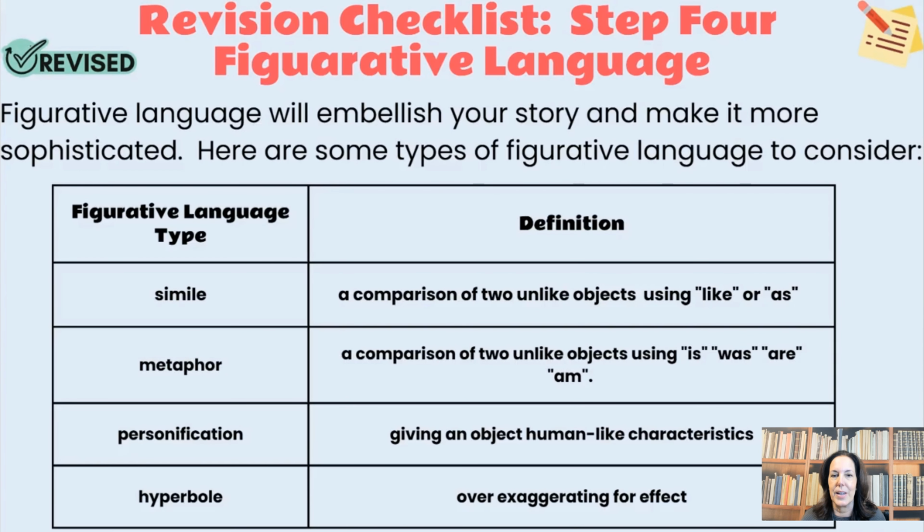Okay, step 4 is figurative language. This is going to help you embellish your story and make it more sophisticated. Okay, here are some types of figurative language to consider. A simile, when you compare two unlike objects using like or as. Metaphor, when you compare two unlike objects using is, was, are, and am. So you don't use like and you don't use as. Personification, giving an object human-like characteristics. And hyperbole, over-exaggerating for effect.